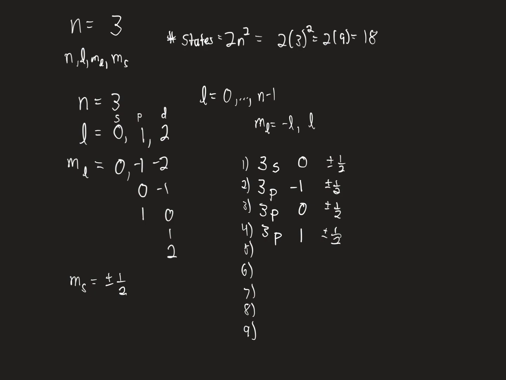What's the next state? What's n? 3. What's L? D. What's m sub L? -2. Or what else can m sub L be? -1, 0, 1, 2. 3D, 3D, 3D, 3D, all filled straight down. Positive or negative 1/2, positive or negative 1/2, positive or negative 1/2. Okay?